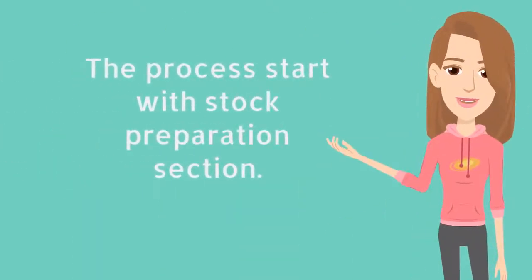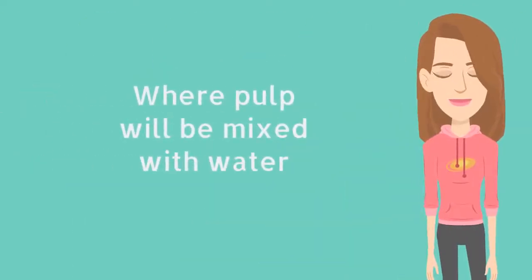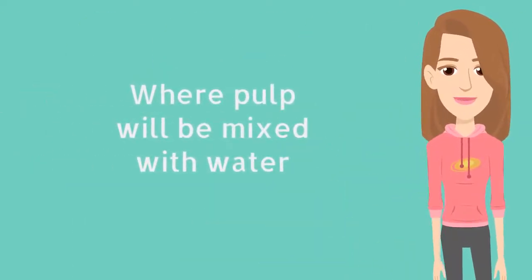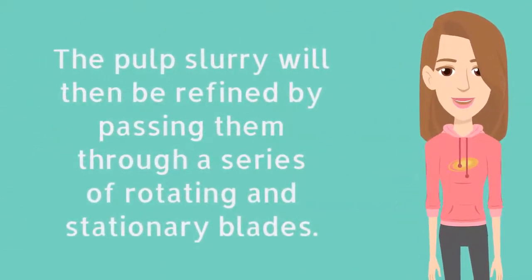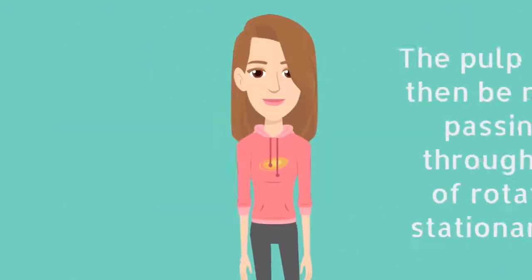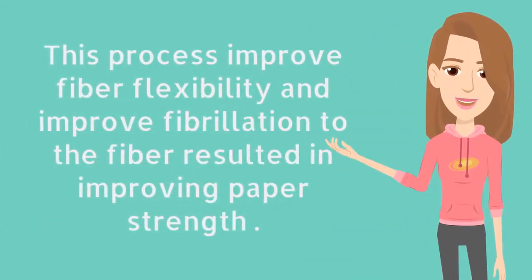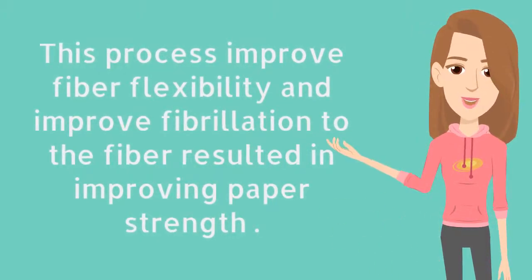The process starts with the stock preparation section, where pulp will be mixed with water. The pulp slurry will then be refined by passing it through a series of rotating and stationary blades. This process improves fiber flexibility and fibrillation of the fiber, resulting in improved paper strength.